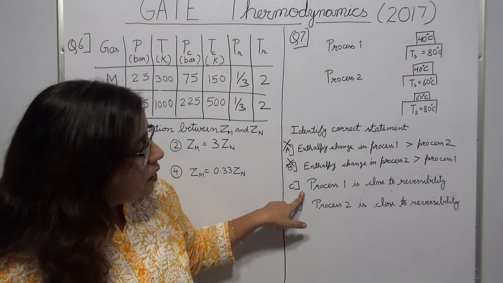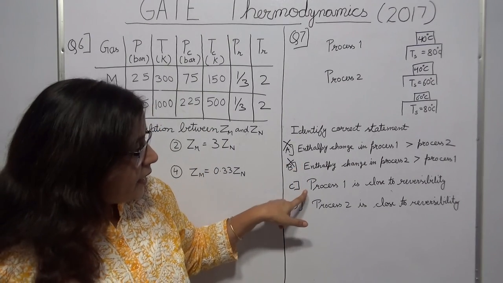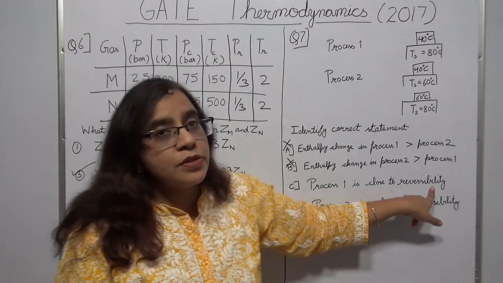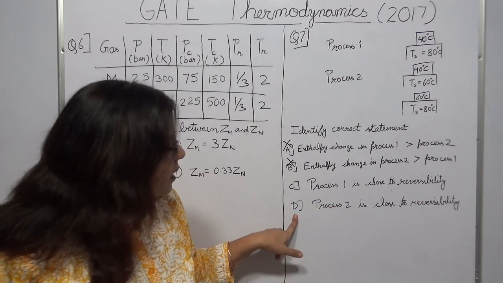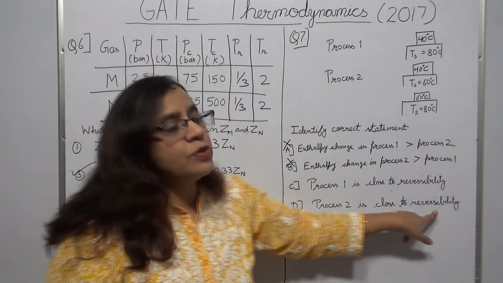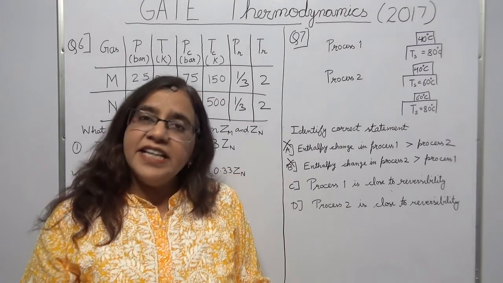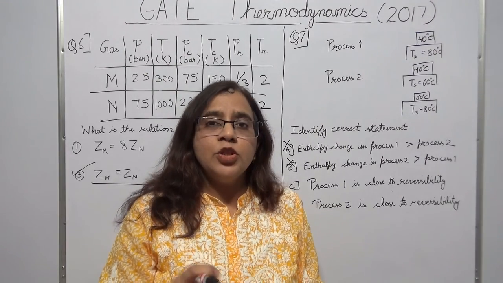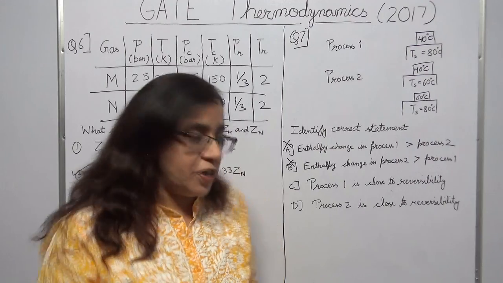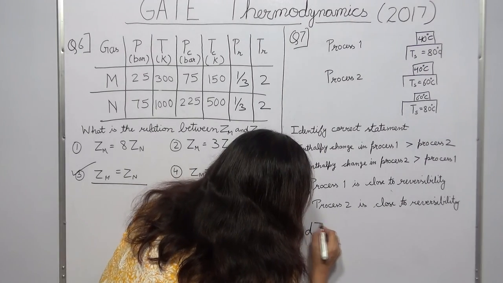Now let's see statement C. It says process 1 is close to reversibility, and statement D says process 2 is close to reversibility. Let's first of all understand that heat transfer, when it takes place through a differential change in temperature, let's say dT.